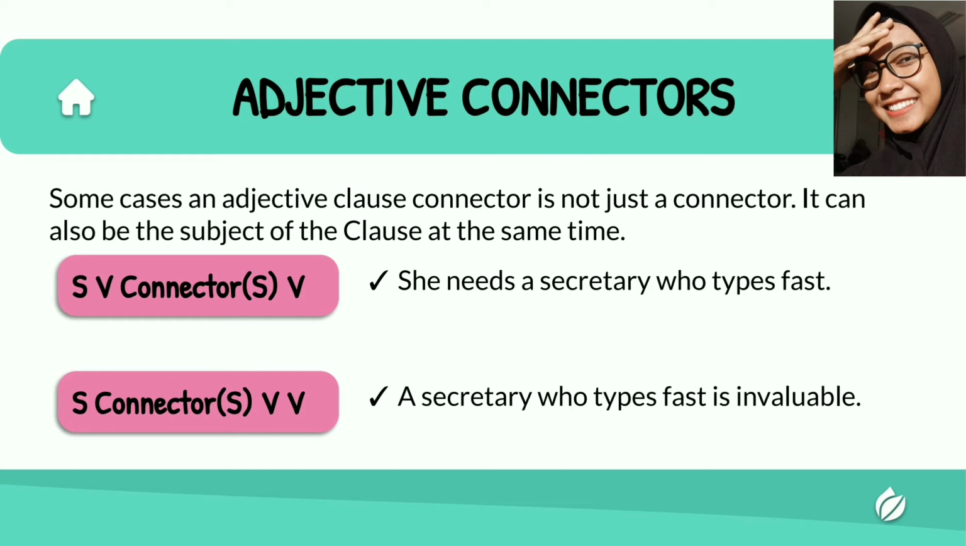She is the subject. Needs is the verb. A secretary is the object. Who is the connector and the subject. Types is the verb. Fast is the object. So here, the adjective clause is who types fast. Then in the second example, a secretary who types fast is invaluable. A secretary is the subject, who is the connector also the subject, types is the verb, fast is the object, is the verb, invaluable is the object. So here, the adjective clause is who types fast.